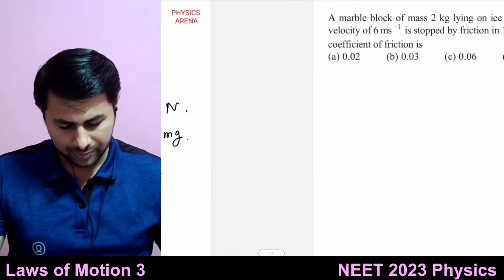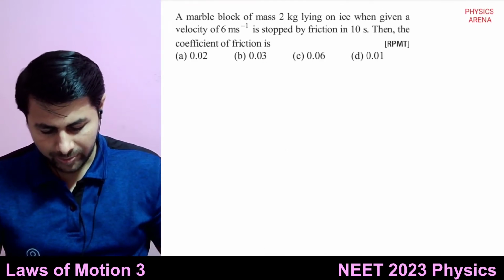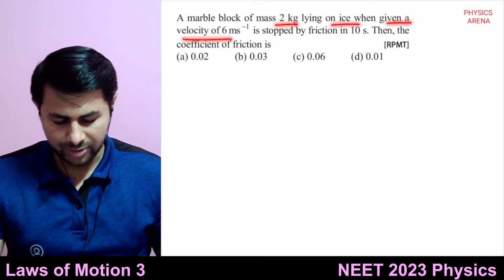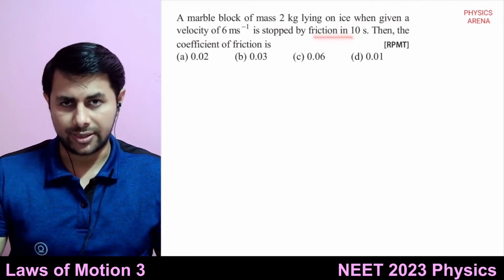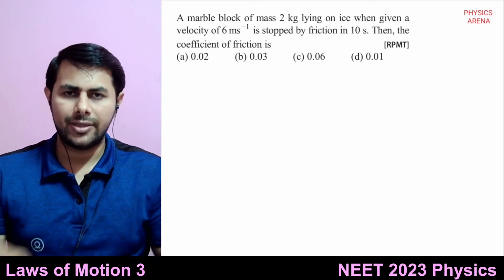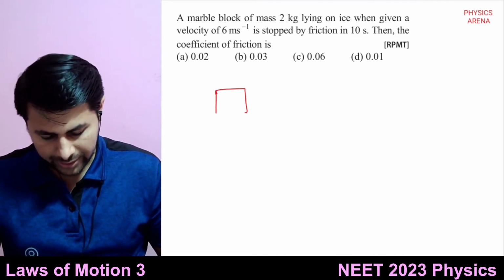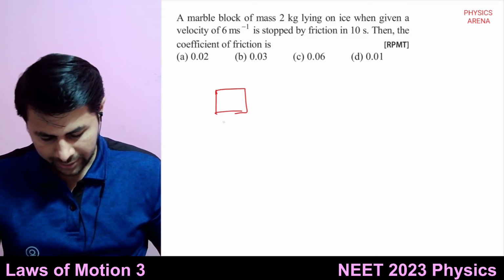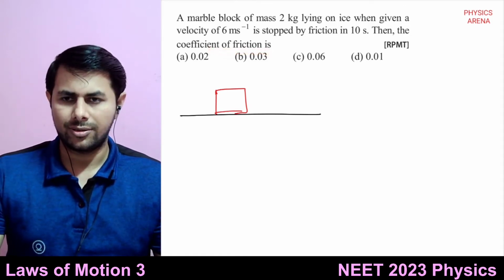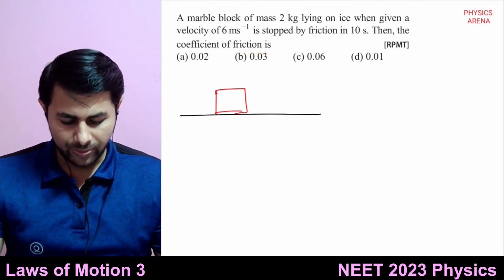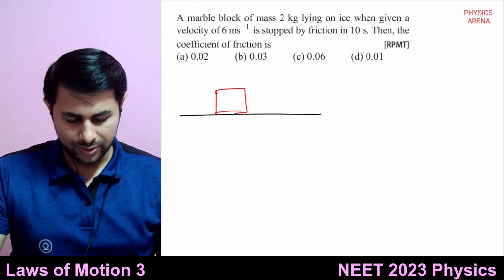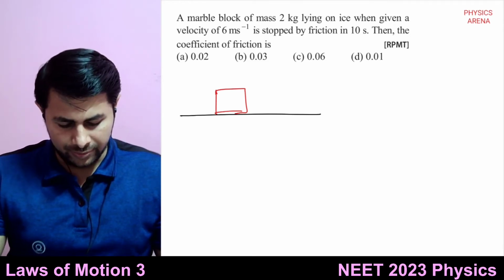Okay, simple question. Next one. A marble block of mass 2 kg is lying on ice. When given a velocity of 6 meters per second, it is stopped by friction in 10 seconds. So it is moving with a velocity of 6 meters per second, but there is some frictional force, so it stops in 10 seconds. Then the coefficient of friction is? Now we have to find out what will be the deceleration due to this frictional force.